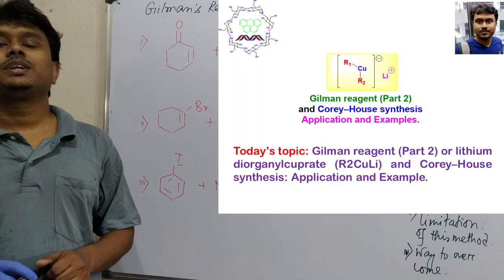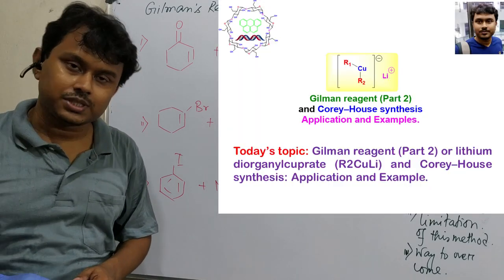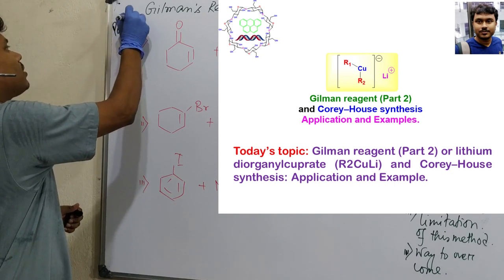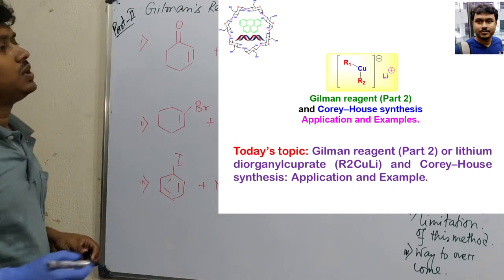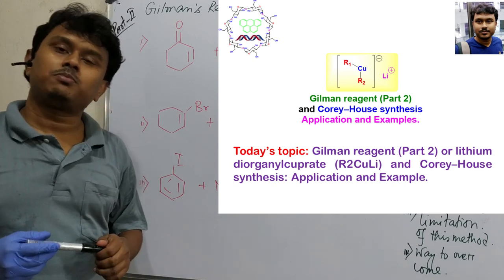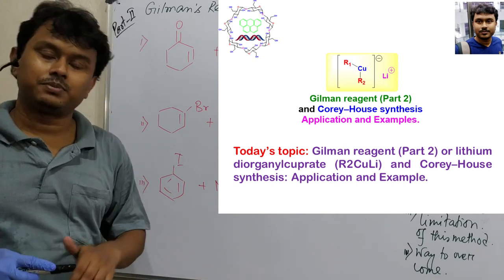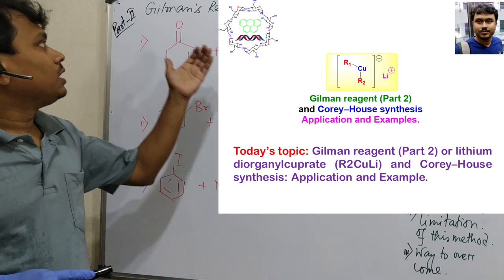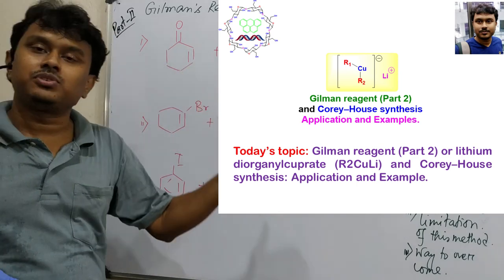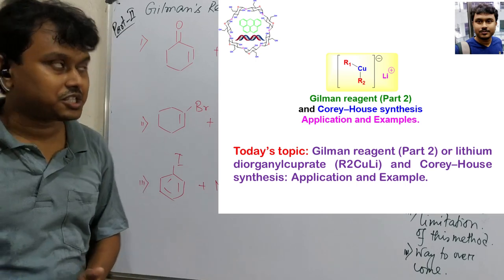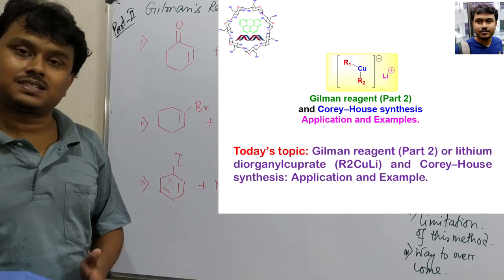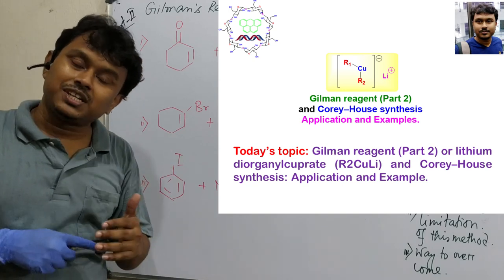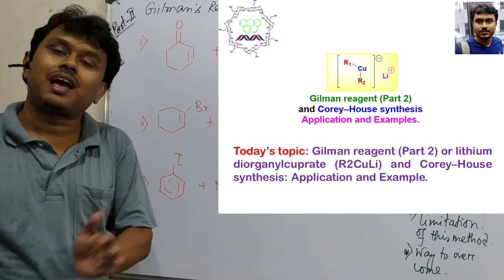This is a continuation lecture. This is part 2 of the Gilman reagent. In the previous video, I discussed the basic concept, the preparation of the reagent, and the reaction with sp3 carbon-halogen bonds for substitution reaction. And in this video, I shall discuss the C-C coupling between the Gilman reagent and aryl or vinyl halides.